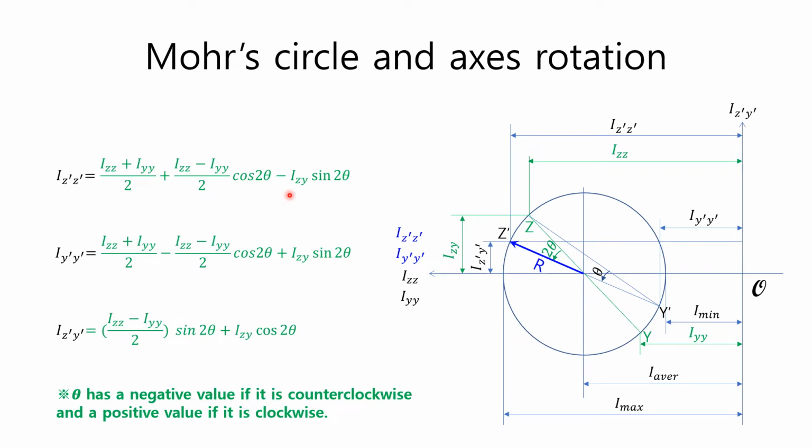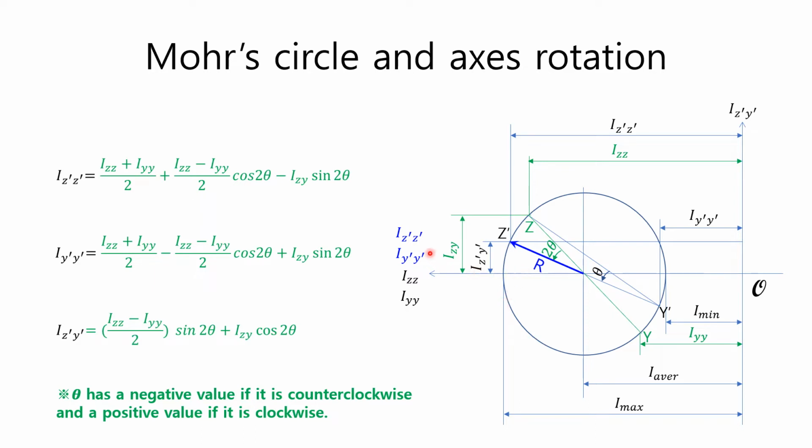Substituting the angle increased at regular intervals, such as every 1 or every 2 degrees, from 0 to 180 degrees, into theta of the three equations Iz', Iy', and Iz'y', and displaying that result in a coordinate system with the second moment of area as horizontal axis and the product moment of area as the vertical axis, it appears as a circle as shown in the figure on the right, which is called Mohr circle.